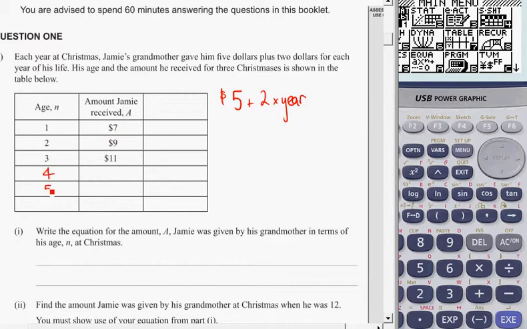Let's fill in another couple just so we can see the pattern. 2, 2, 13, 15, and we could keep going. Write the equation for the amount A Jamie was given by his grandmother in terms of his age N. Well, I've sort of got it up here, but we can see that it's going to be a linear pattern, which leads to a linear rule, and I can see that as the common difference is 2, that's what we times by each time.